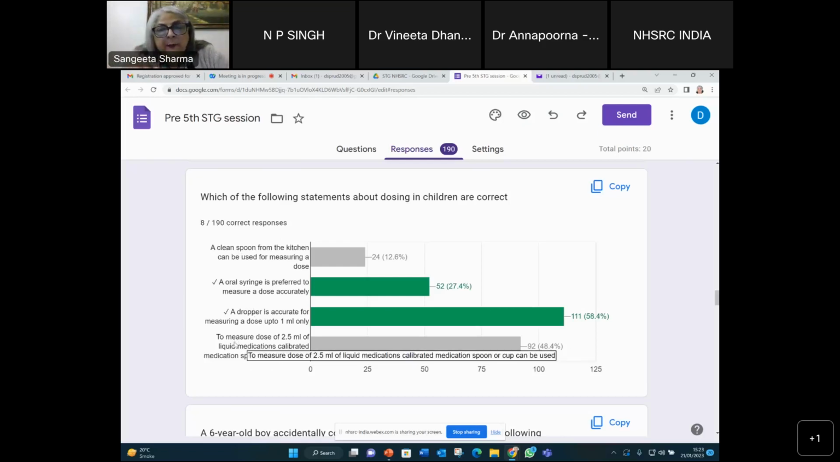Calibrated measuring cups can be used for dosing, but this would measure accurately if the dose is above 3 ml, around 5 ml. But if the dose is around 2.5 ml, the oral syringe becomes a better way of measuring the dose. This is important, because children can be underdosed as well as overdosed easily, just because we haven't used the correct measuring device for giving a dose to the children.